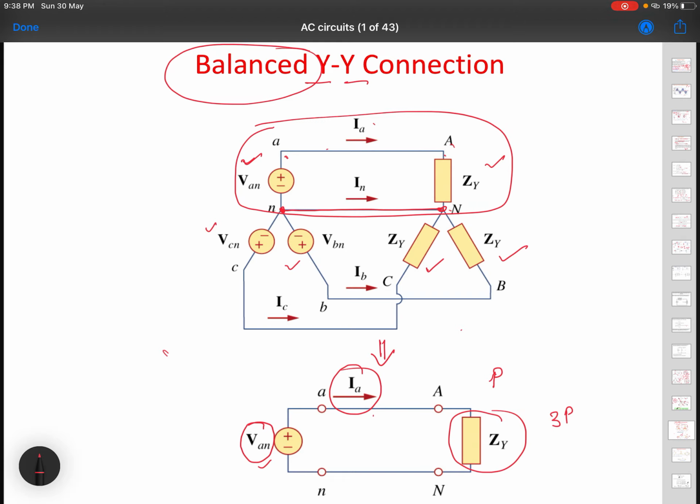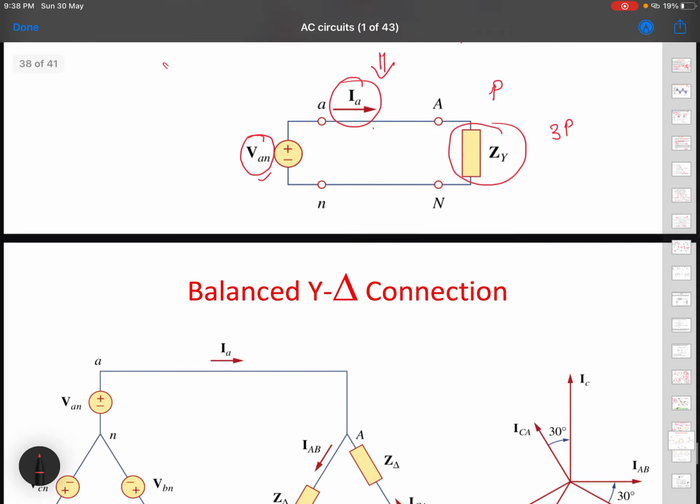So here you see it is a very simple system. The 3-phase system, which was slightly complicated, can be made into a simple system and analyzed. So this is how an equivalent single phase system of a Y-Y connection can be made. Now we'll see another kind of connection.